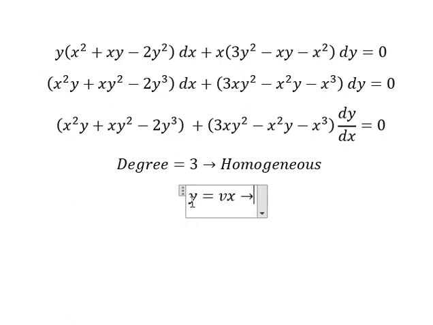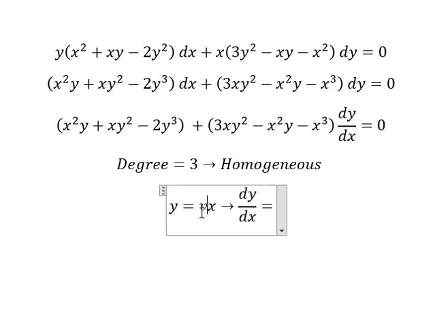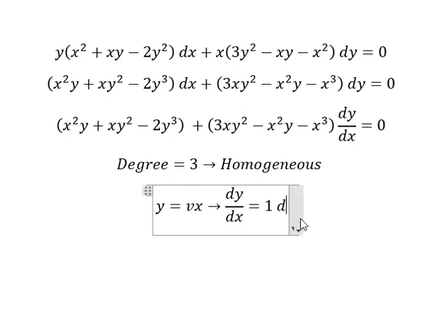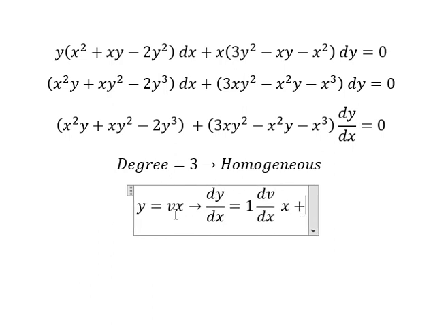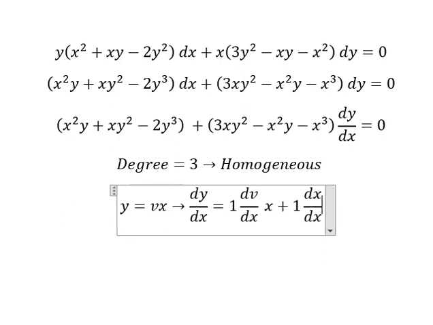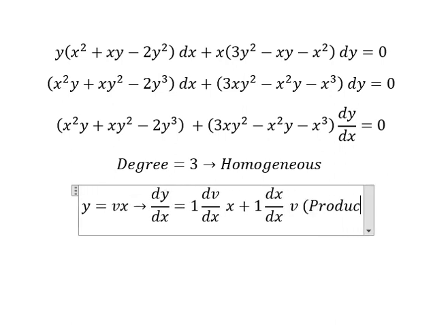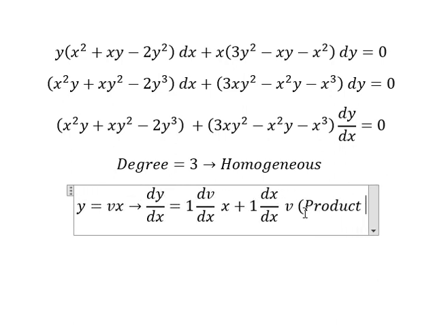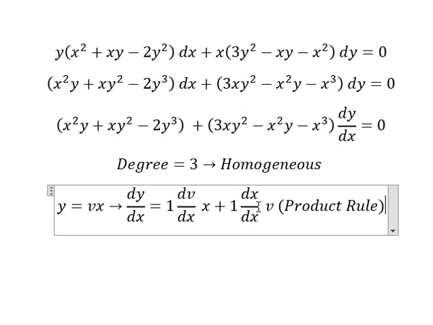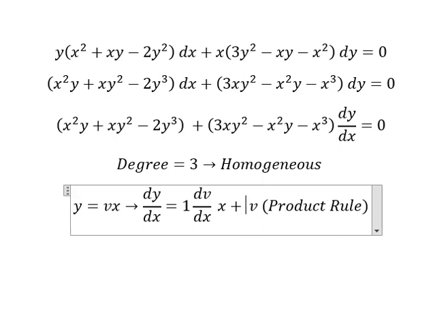Later we need to take the first derivative of both sides. For this one we have number 1, dv over dx multiplied by x. For this one we have number 1, dx over dx multiplied by v, and that is the product rule of derivative. And now we need to simplify dx over dx.